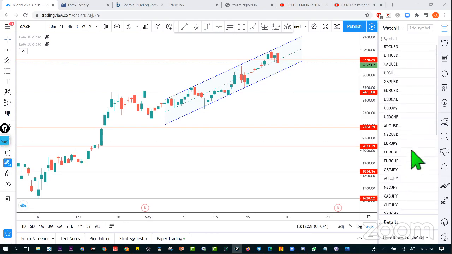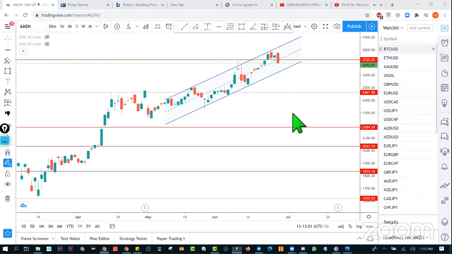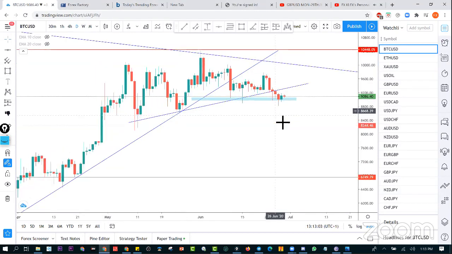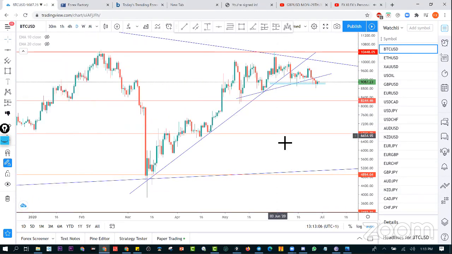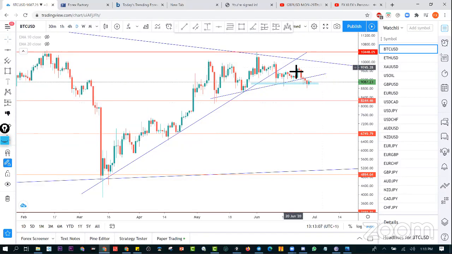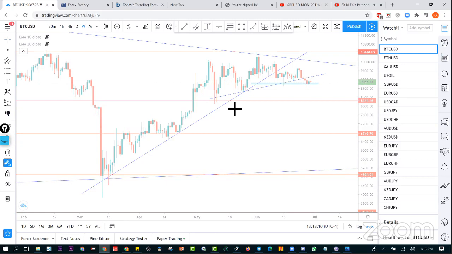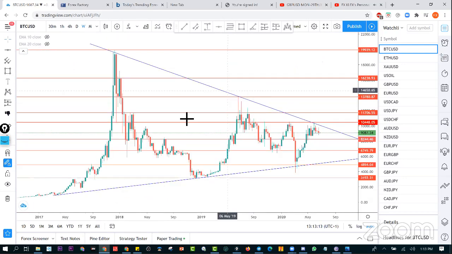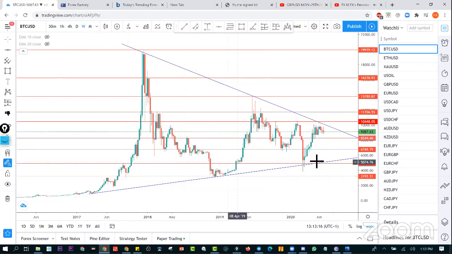I think let's check the cryptocurrency market as well. So here's the cryptocurrency market, and you can see right now I got this right here on the daily chart. Let's check the weekly chart of the cryptocurrency. The cryptocurrency market right now is still fluctuating inside a symmetrical triangle.